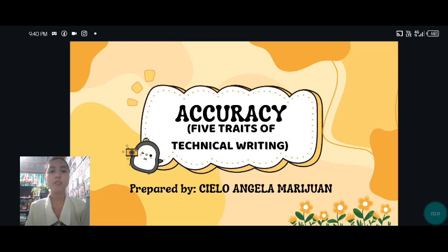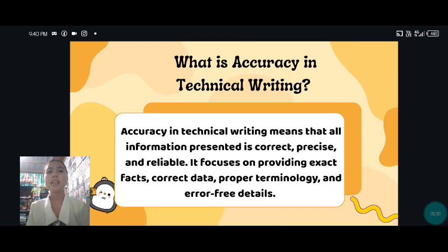So the first four traits of technical writing were already discussed, and I hope that you have learned something from them, and I also hope that you will be learning from my discussion today. So let's start. Now, what is accuracy in technical writing?